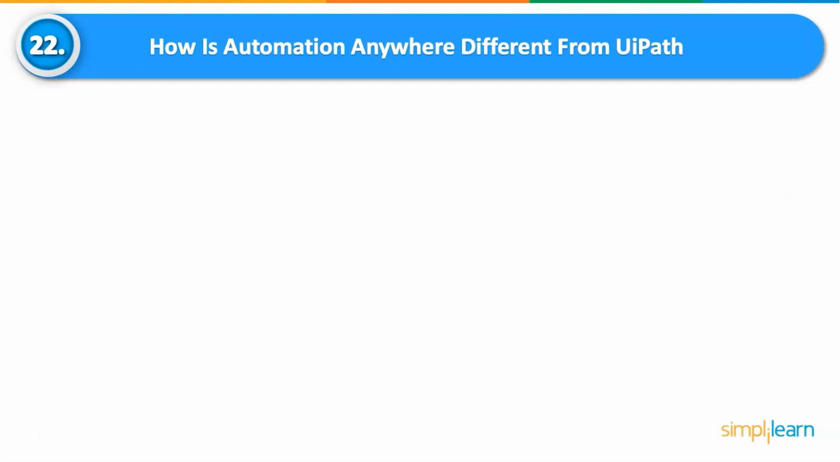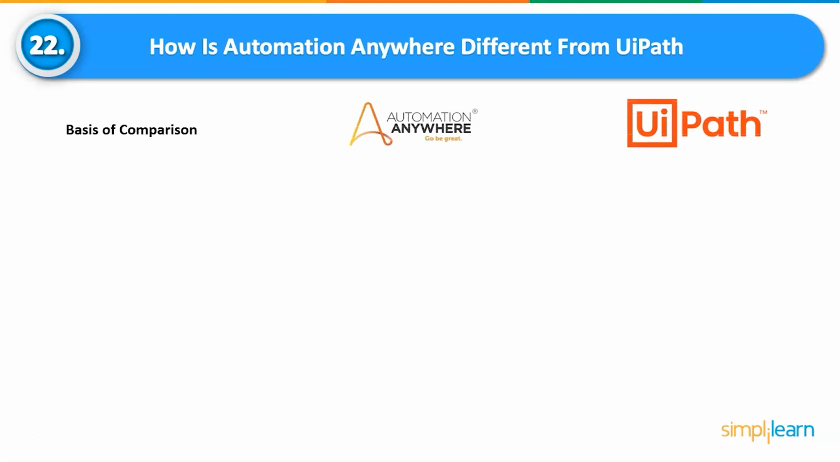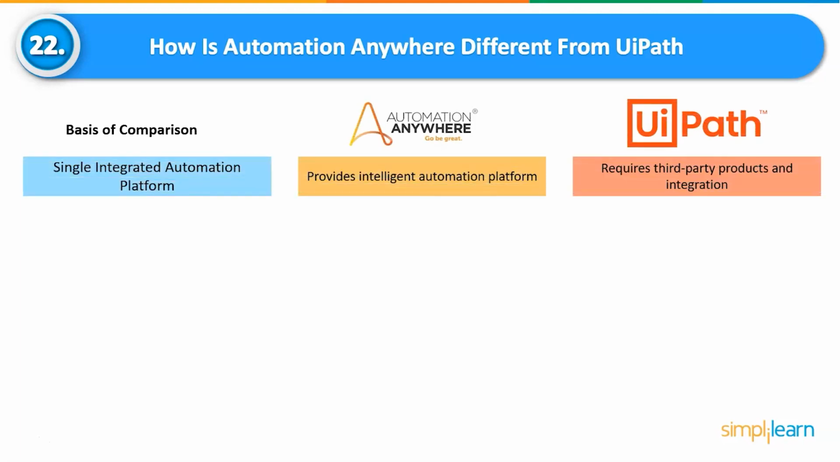How is Automation Anywhere different from UiPath? On the basis of a single integrated automation platform, Automation Anywhere provides an intelligent automation platform with attended automation, unattended automation, intelligent document processing, and many more. Whereas UiPath requires third-party products and integration to deliver a similar solution, increasing installation and support complexity.